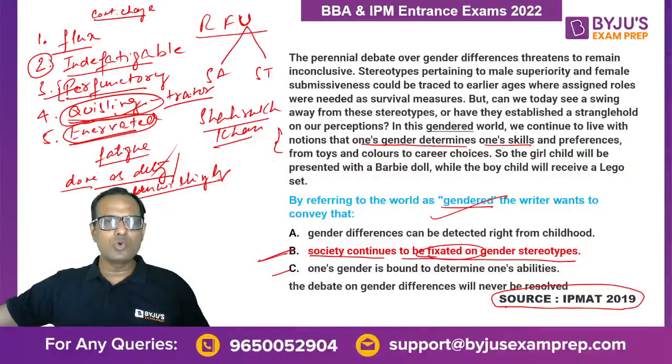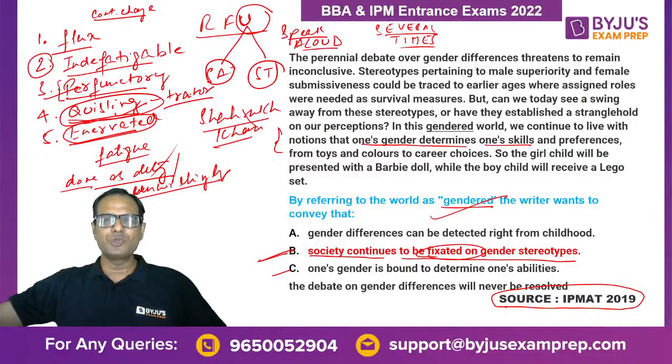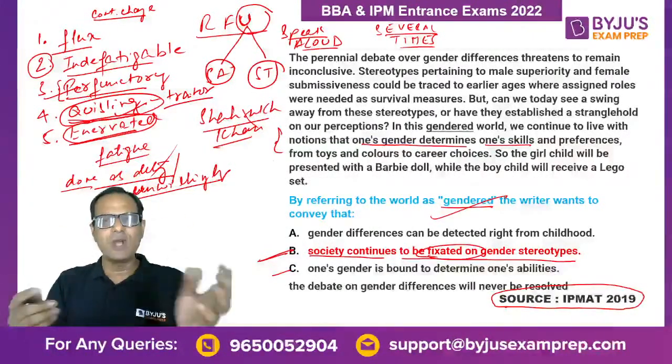Use the U technique. What is the U technique? SA means speak aloud, right? And ST means several times. Speak aloud several times. So that is SAST.